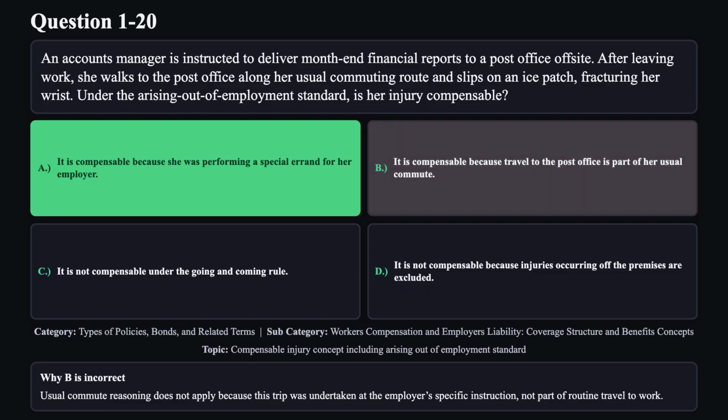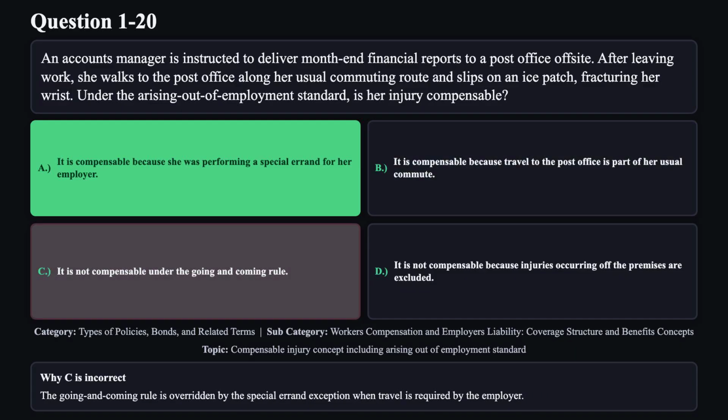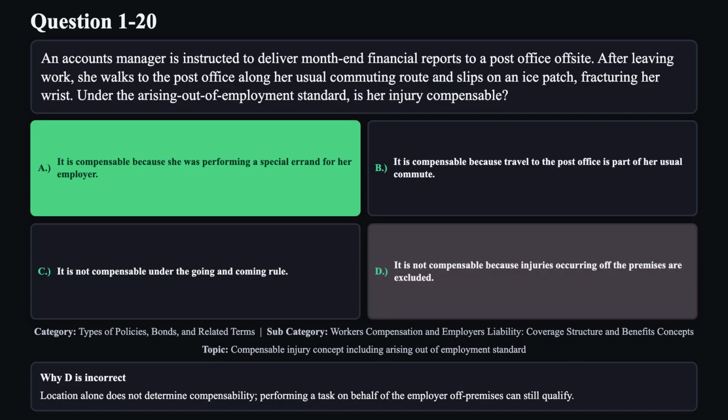Usual commute reasoning does not apply because this trip was undertaken at the employer's specific instruction, not part of routine travel to work. Reason C is not correct. The going and coming rule is overridden by the special errand exception when travel is required by the employer. Reason D is not correct. Location alone does not determine compensability. Performing a task on behalf of the employer, off-premises, can still qualify.